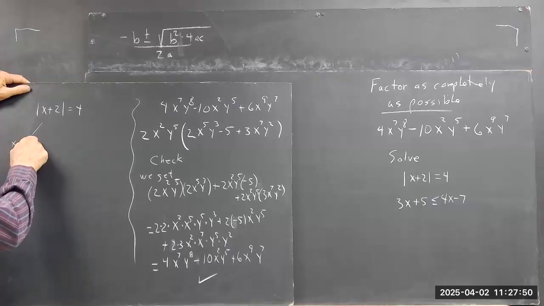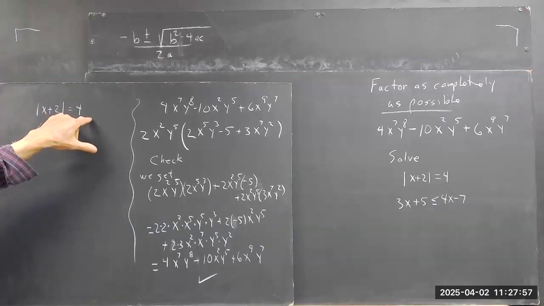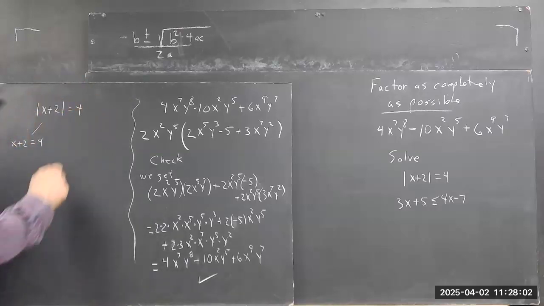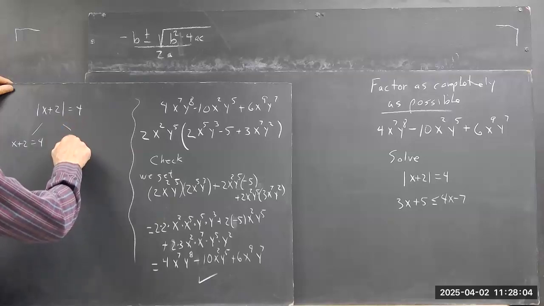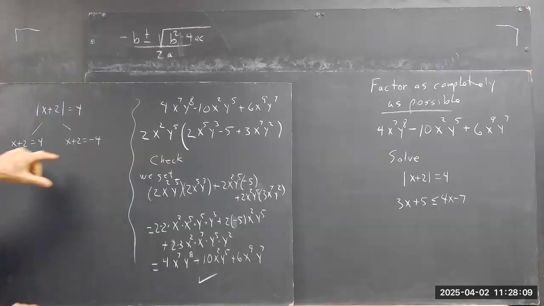We solve that by saying either x plus 2 equals 4, because if x plus 2 is 4, then the absolute value is 4. Absolute value of 4 is 4, right? But also the absolute value of negative 4 is 4. So we can write x plus 2 equals negative 4.